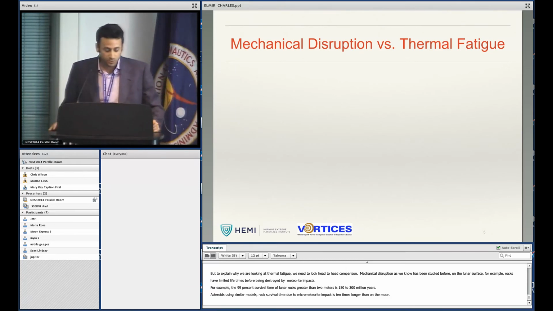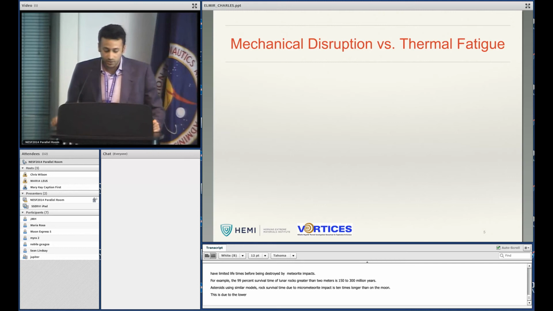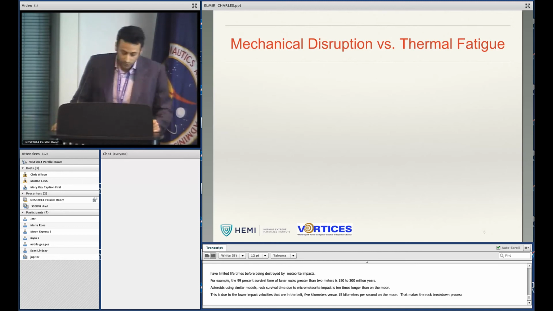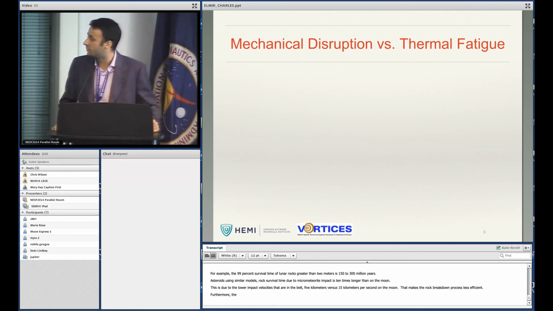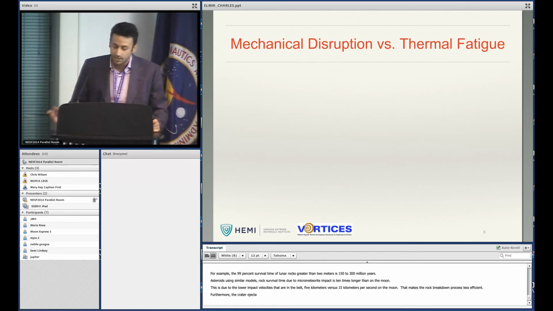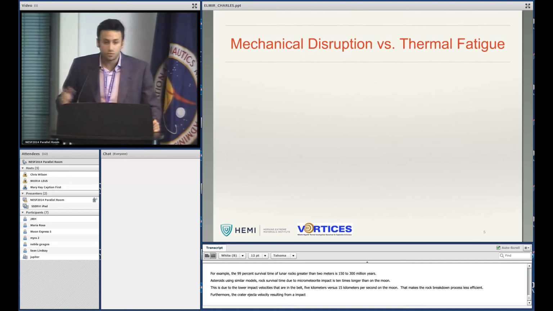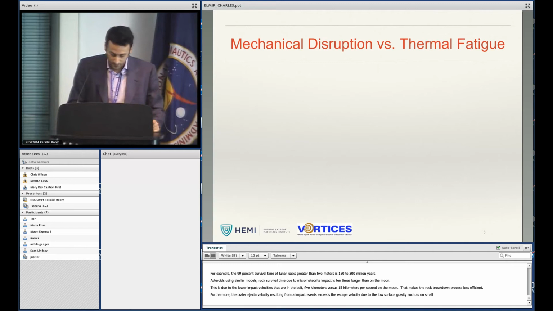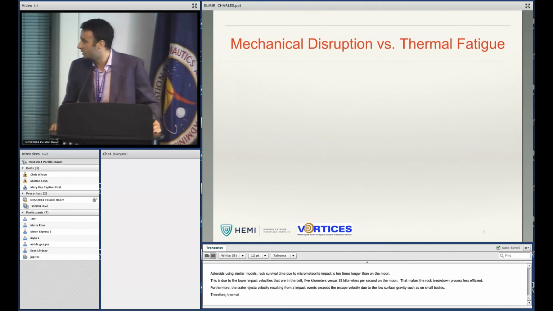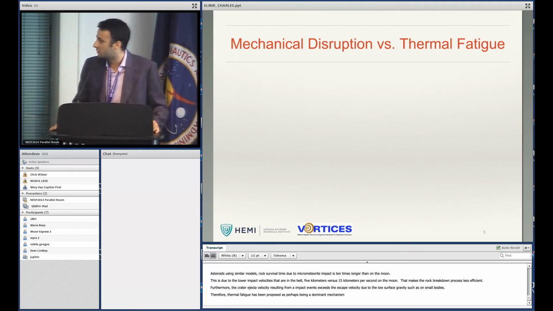And this is mainly due to the lower impact velocities in the main belt, around 5 kilometers per second versus 15 kilometers per second on the moon. And this makes the rock breakdown process less efficient. Furthermore, the crater ejecta velocities resulting from an impact event typically exceed the escape velocity due to the low surface gravity, such as on small bodies like Itokawa. Therefore, thermal fatigue has been proposed as perhaps being a dominant mechanism on these small bodies to disaggregate rocks. And it's been talked about before.